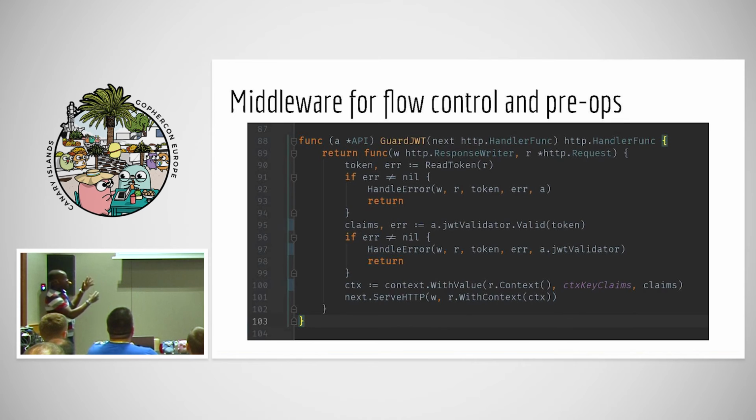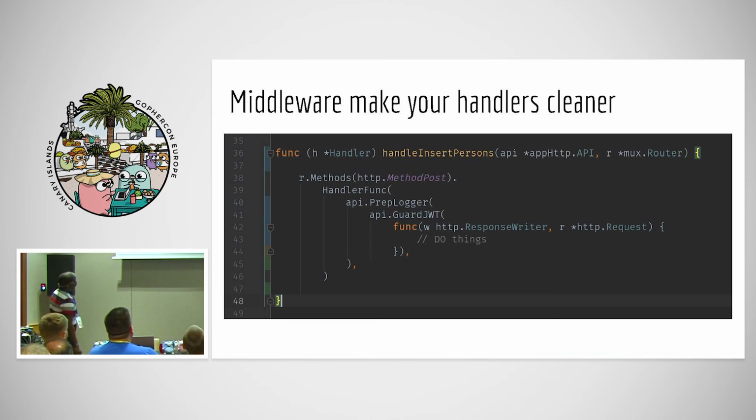Middleware allows you to abstract this, and any handler that needs the JWT to be validated will need to use this guard in its processes. So let's have a look at how we will use that. Here's a handler that handles insert persons. It takes a multiplexer router from Gorilla Mux, and for any post method, it tries to handle the request using the handler func.